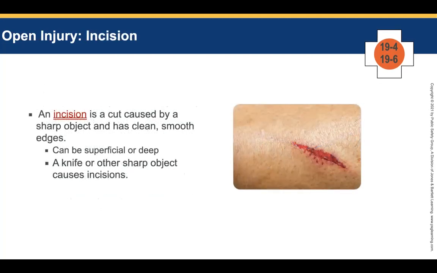An incision is a cut caused by a sharp object and has clean, smooth edges. It can be superficial. A knife or sharp object causes an incision, and it could be deep as well. So think about a surgeon with a scalpel. That's an incision.